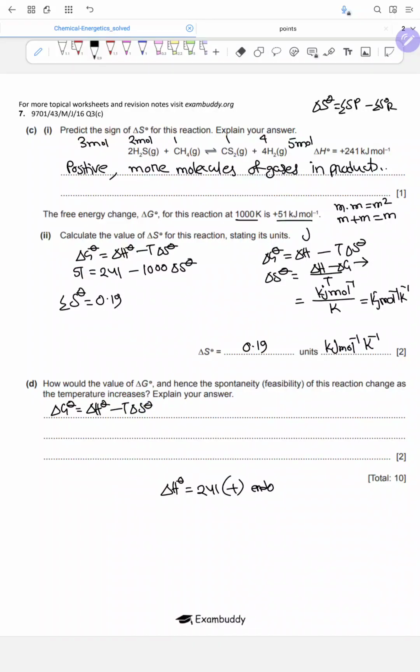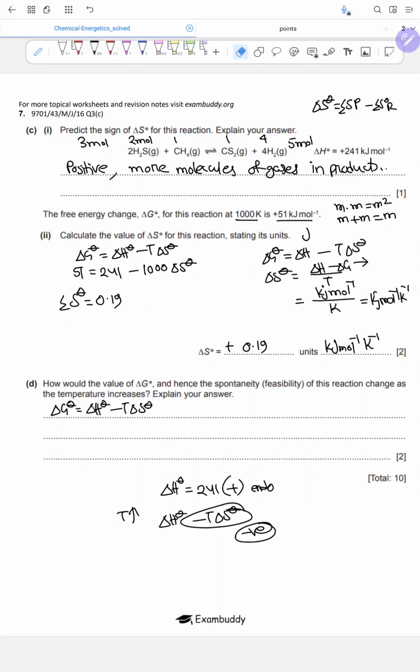Let's say that the temperature increases, right? So if the temperature increases, enthalpy change minus temperature and entropy change. We have found that the entropy change is a positive value. So if we increase temperature, this part becomes more negative. As a result, our Gibbs free energy becomes more negative.